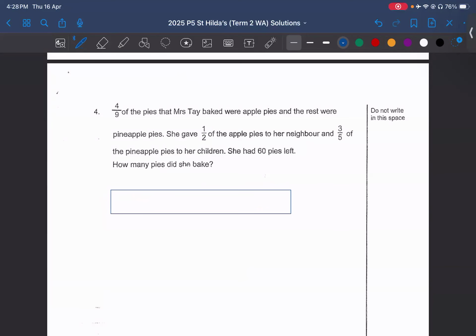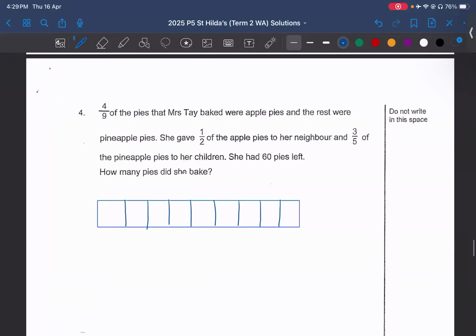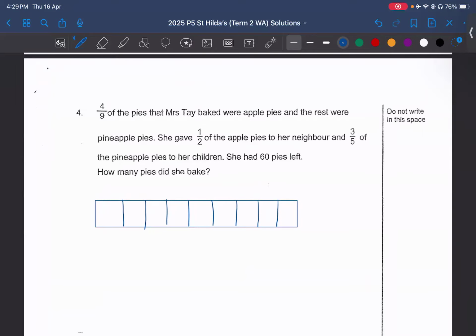Okay, I will cut into 9 parts. 1, 2, 3, 4, 5, 6, 7, 8. Okay, so 1, 2, 3, 4, 5, 6, 7, 8, 9. 9 parts in total. And then we know that 4 out of 9 is apple pies. So I'm going to label this as apple pies. And then the rest were pineapple pies.